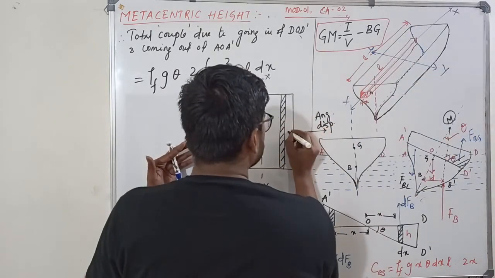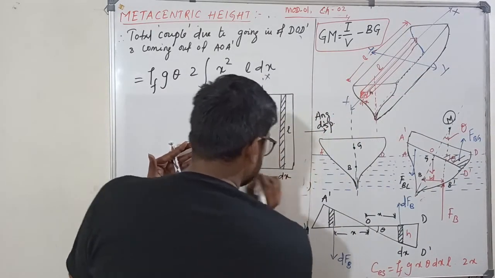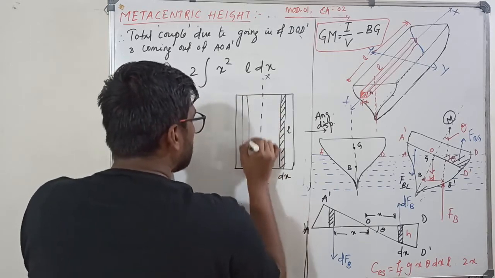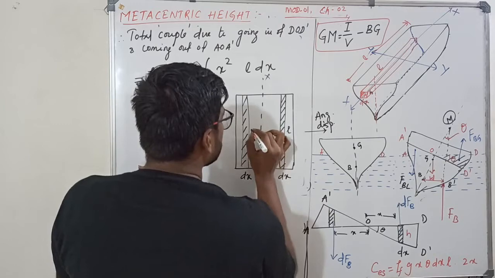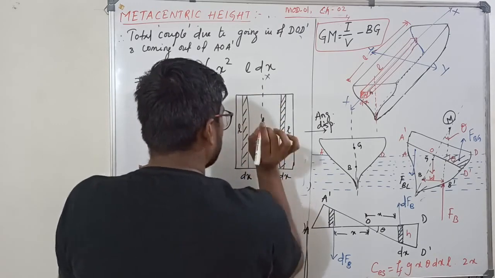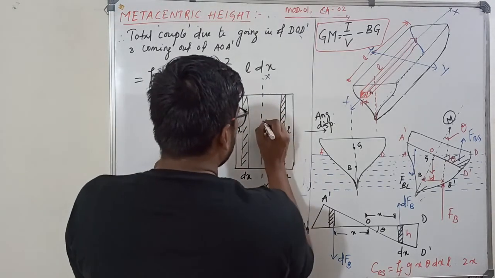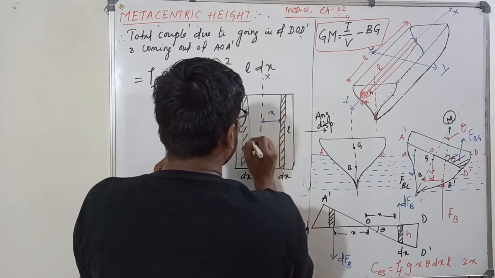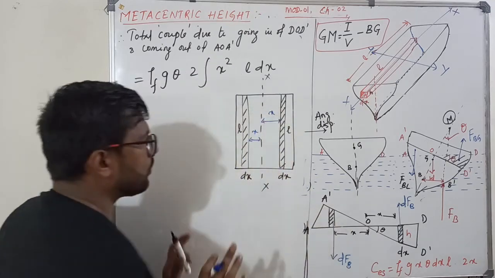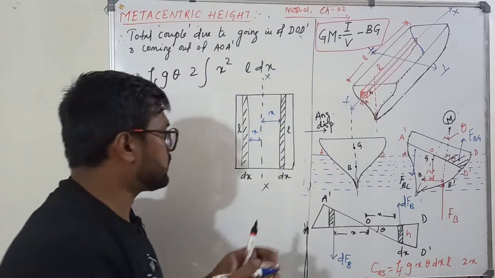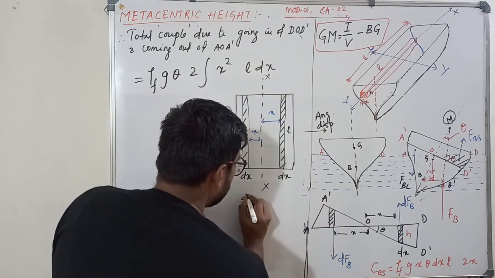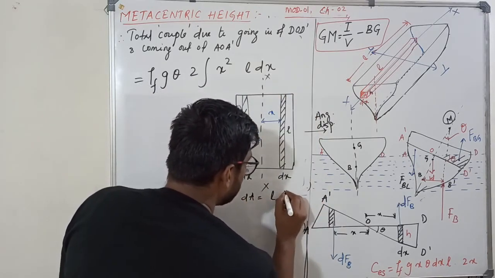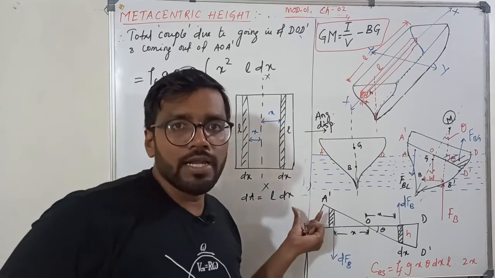This is the strip dx. What is the length? L. What is the thickness? dx. Same on the other side also. Yes or no? On the other side also you have dx and length is L. At what distance? Sir, at a distance x. Try to understand. What will be this strip's area? What will be dA here? So this strip's area will be L into dx. Area is how much? L into dx.